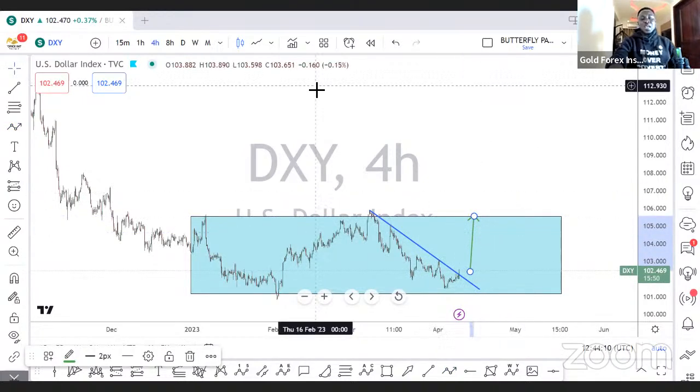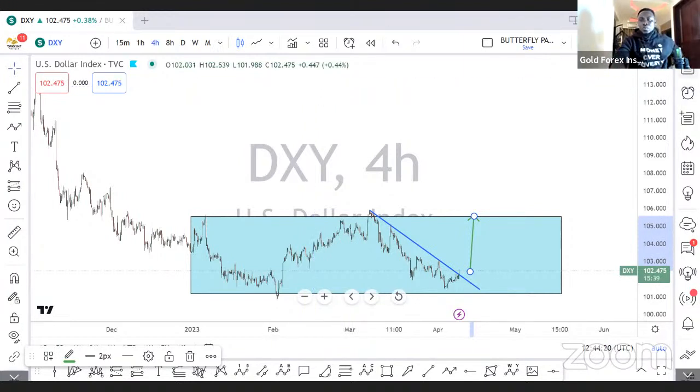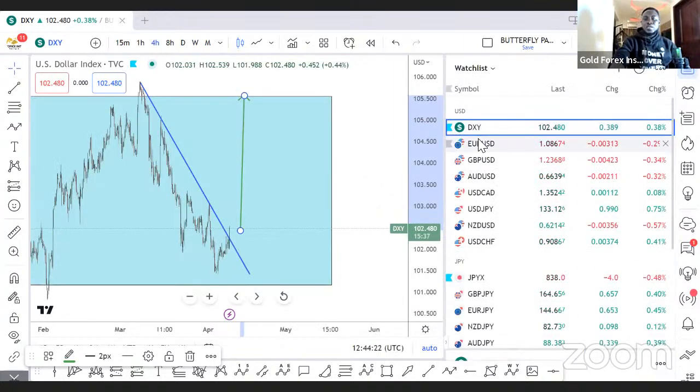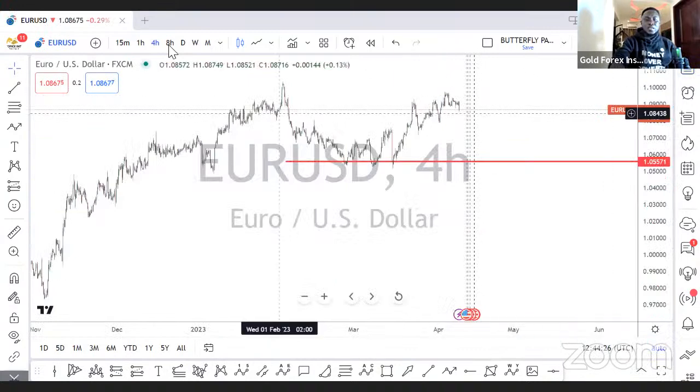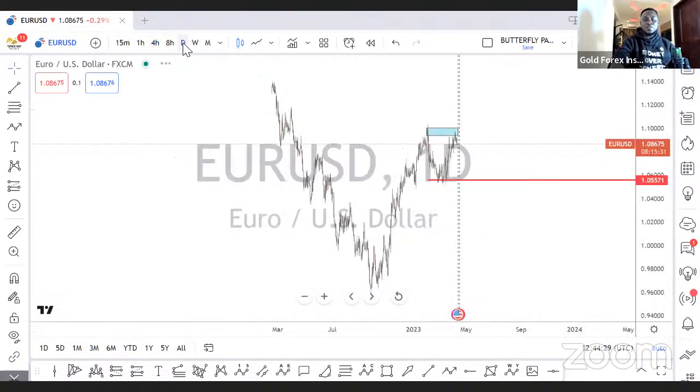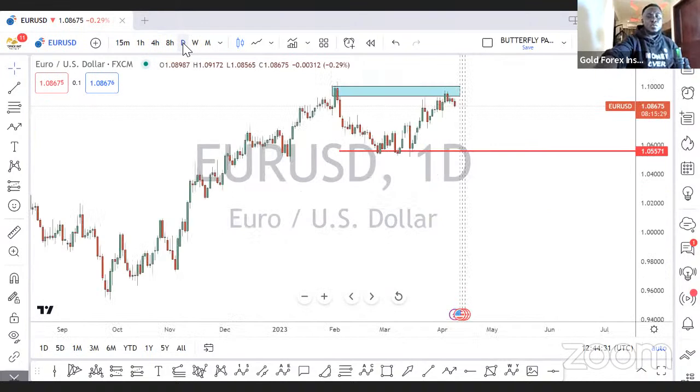So that means that I'm expecting Euro USD to sell and USD to buy against the other pairs. Now, let's start with Euro USD. Let's start from the higher time frame. In this current zone, I'm expecting Euro USD to sell all the way to the downside.